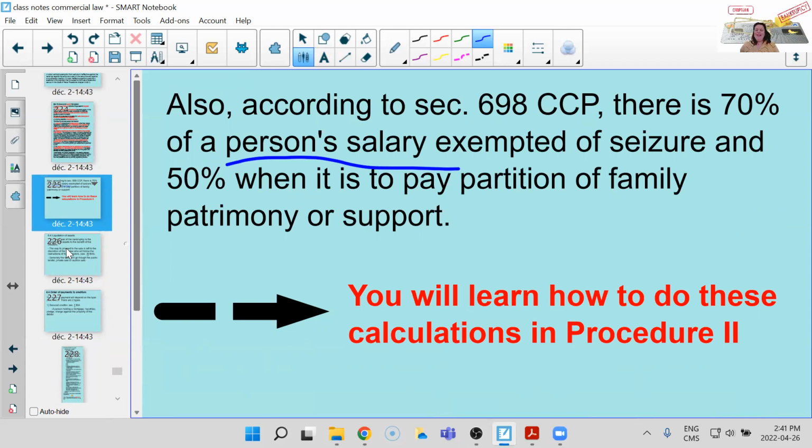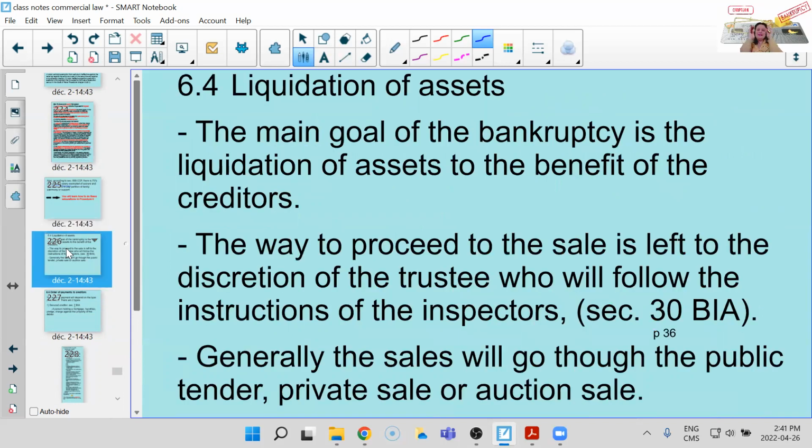Okay, now let's talk about the bulk of this chapter. The liquidation of assets and the order of payment of creditors. Because that is the goal of the bankruptcy. The idea behind the bankruptcy is that they take the property of the bankrupt, sell it, try to collect as much money as possible, and then give that money in a certain order, which we'll see at 6.5, the order of payment.